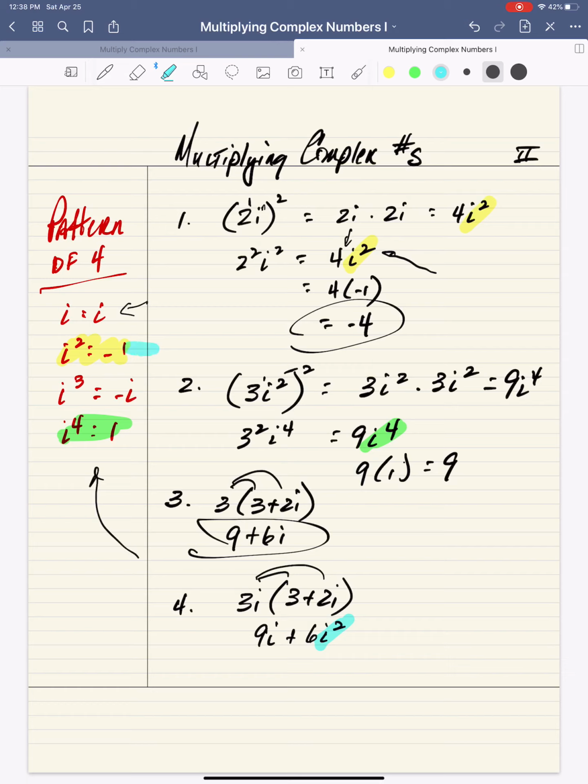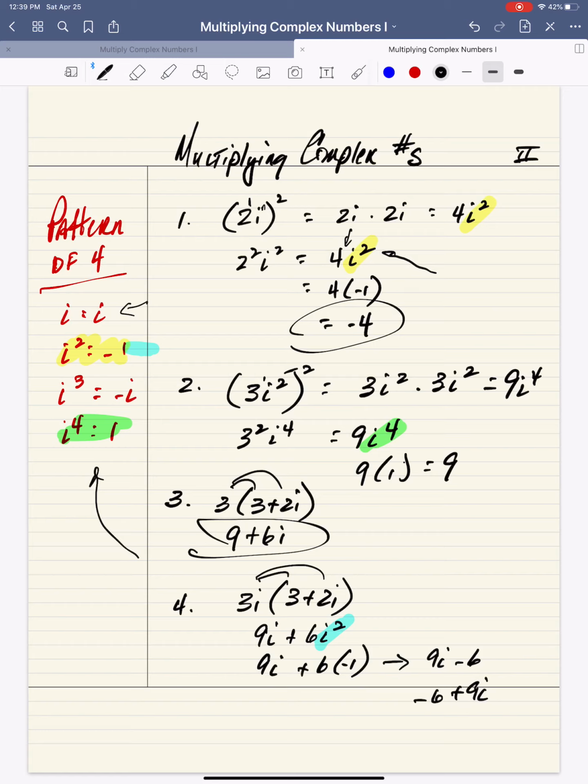So in this regard, that i squared is -1. Here it is right here. Got to know that i squared is -1. It helps you quite a bit. So really it's just 9i plus 6 times -1. And again, it's just going to change the sign, right? So it's going to be 9i minus 6. But I'm going to change it to -6 plus 9i.